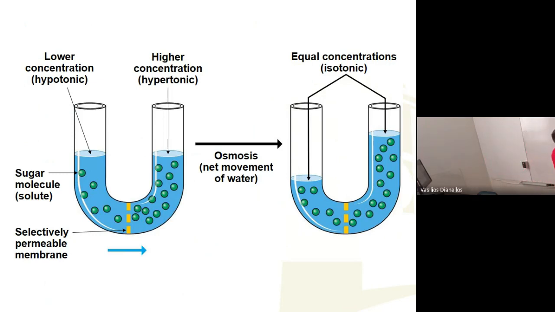Which brings me to this. You need to know these words too. When comparing something that has a lower concentration, we call that hypotonic. If it has a higher concentration, it's called hypertonic. When it's equal, it's called isotonic. You need to know those words.